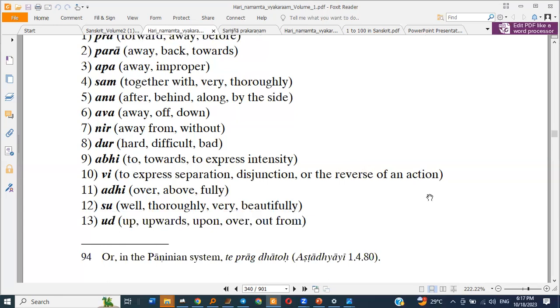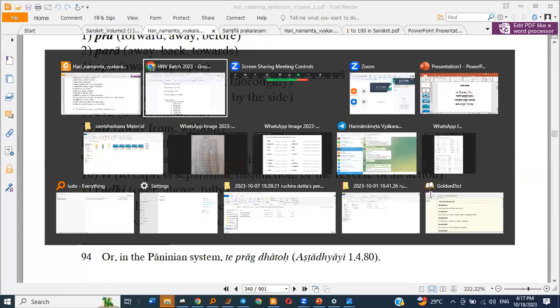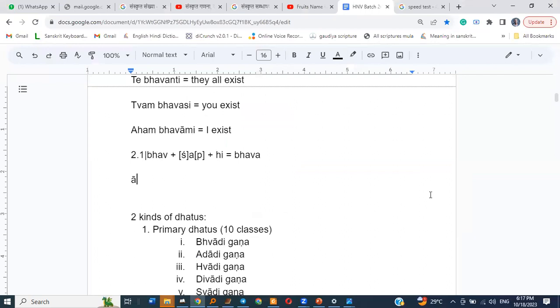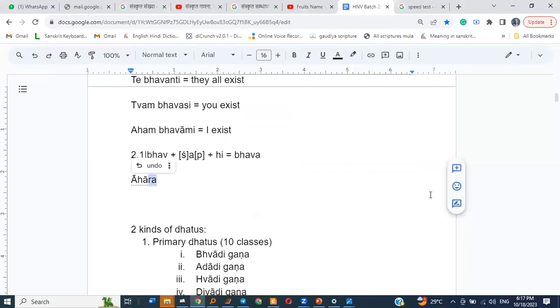For example, my Guruji would give this example. There is one word, ahar. What does ahar mean? Anyone? Ahar means food, like food intake. Now here the prefix is A. Then let's take vihar. What does vihar mean?